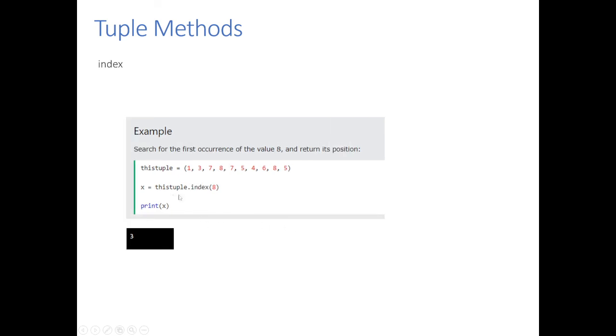We also have the index method. It searches for the first occurrence of the value 8 and returns its position. So this tuple, 1, 3, 7, 8, 7, 5, 4, 6, 8, 5 for example, this tuple dot index 8. We're looking for the index where 8 is located. So in this case, it is 0, 1, 2, 3. That's the first occurrence. So the value of x here is actually 3.